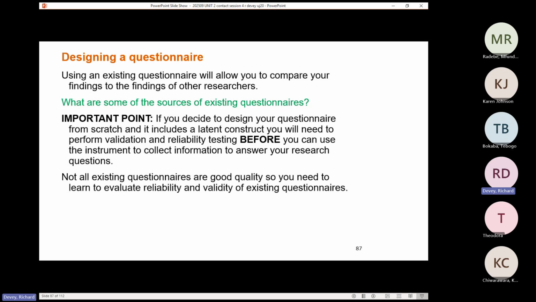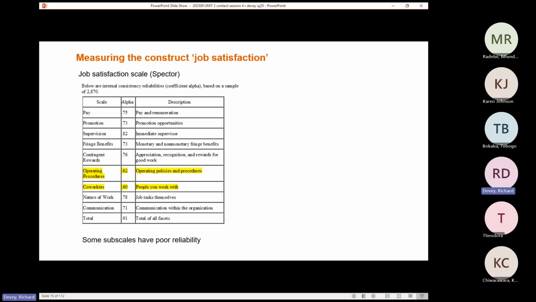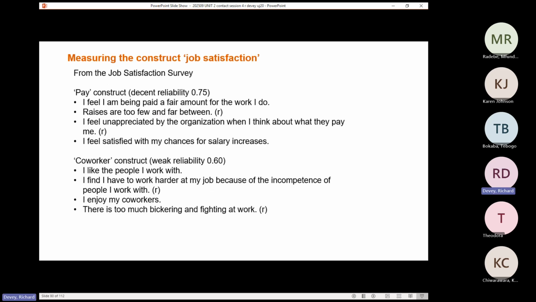As I mentioned earlier, I would look at this table here and say, okay, these reliabilities are not good. So that would raise a question to me about the operating procedures and co-workers measurement for this job satisfaction scale. Then I'd look at this co-worker scale and think, I don't like that. It's not giving good reliability. I don't think the questions are working very well. So I'm going to design my own, or I'm going to find another measure of co-worker to use in my study. That's the kind of process I would follow.